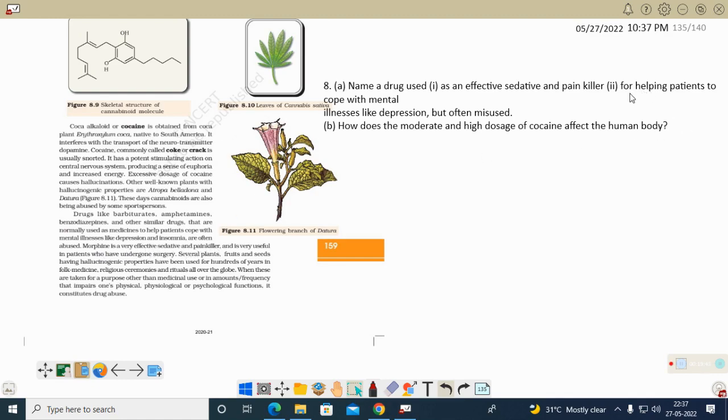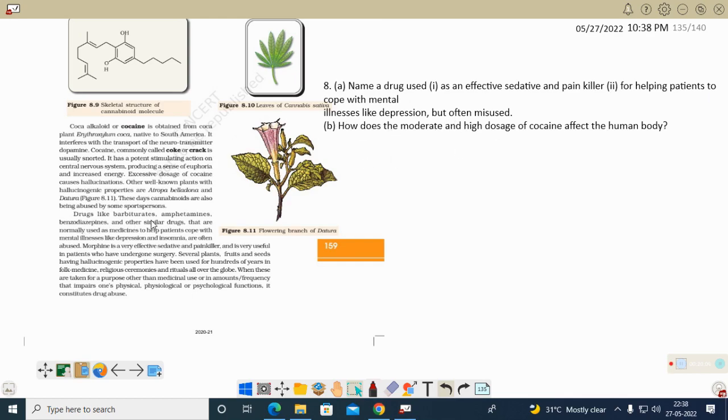Now, for helping patients to cope with mental illness like depression, but often misused. So the second they have given, name a drug used for helping patients to cope with mental illness like depression but often misused.